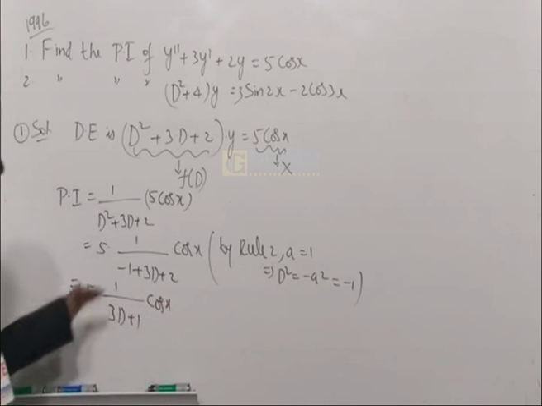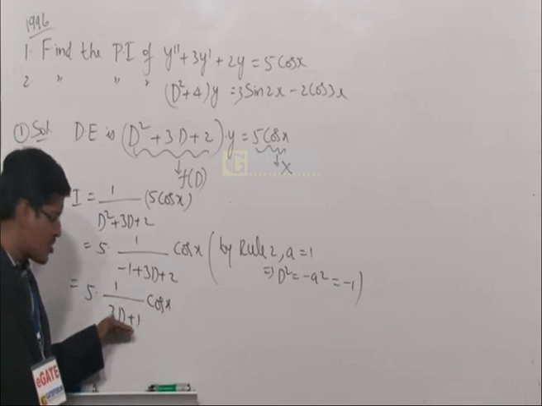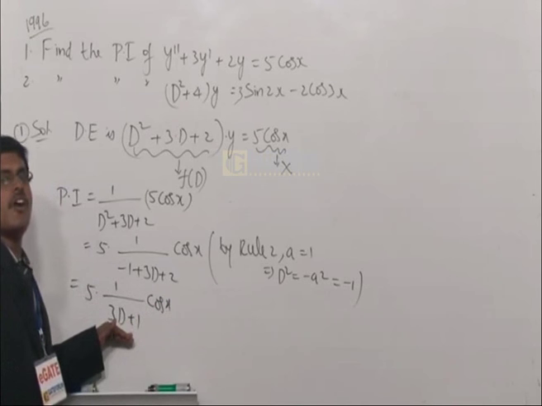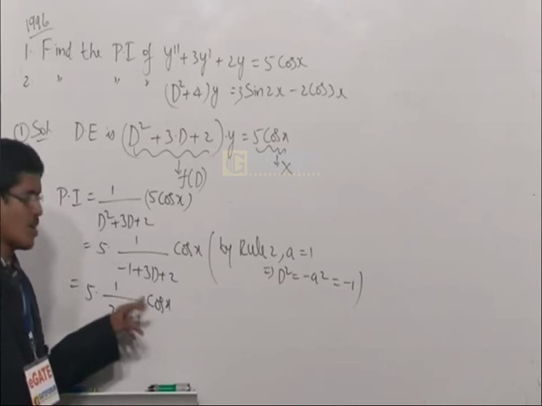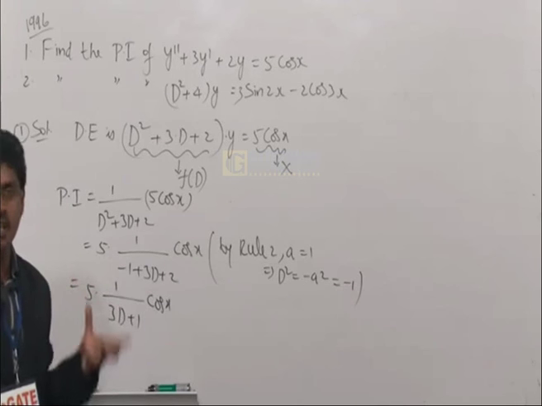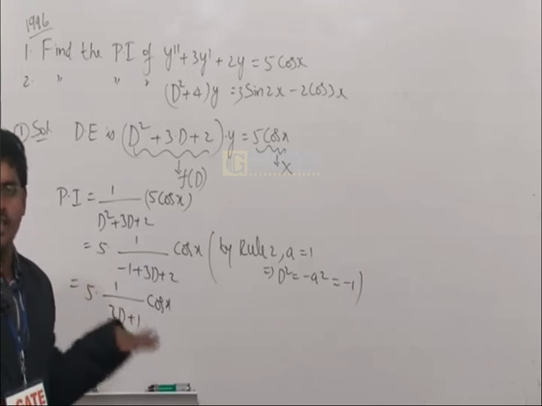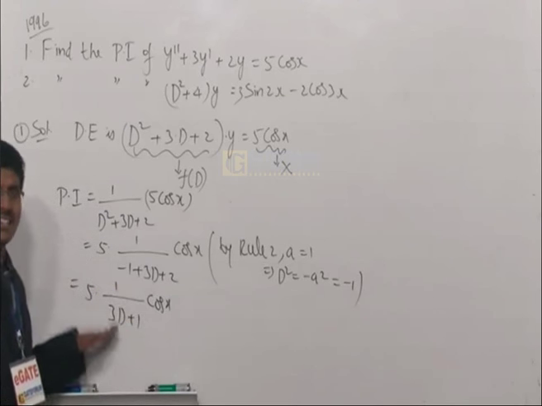So where do you stop this procedure? Until you reach a denominator that is a non-zero constant or free of D terms. Here one D term is there. How to eliminate it? This is a cos x. In rule 2, I gave the procedure for D square equal to only. I didn't put D equal to something like that in rule 2. So to get D square in such type of problems, rationalize the denominator.